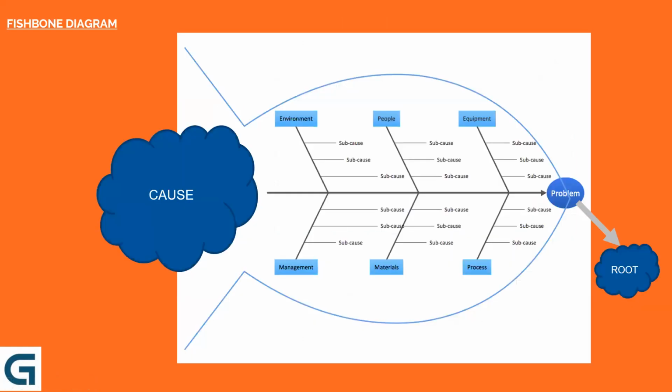Then comes the fishbone diagram. Fishbone diagrams are dedicated towards identifying the root cause. Why is it called a fishbone? Because what you see is a representation in a fishbone shape itself. Can you all see that this has been presented in a fishbone shape? You can see that, right?